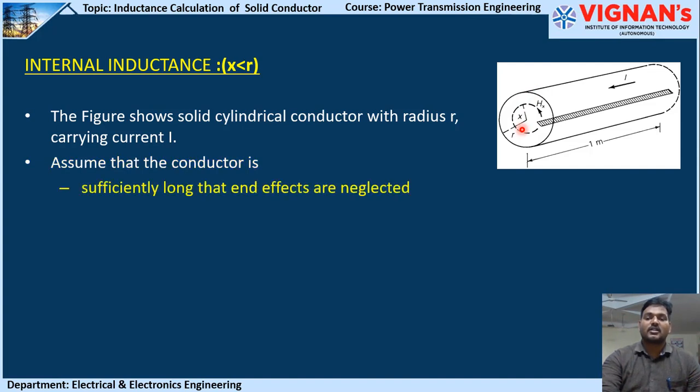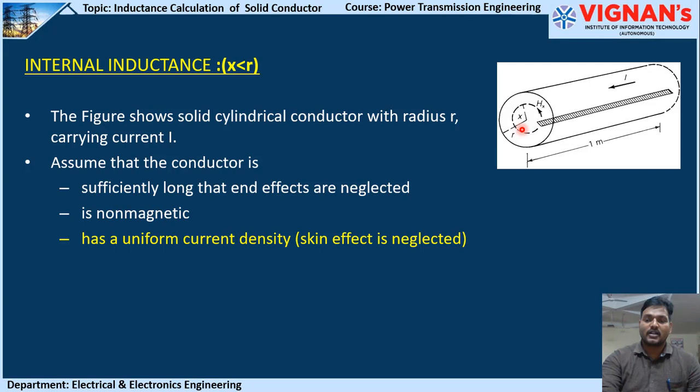Assume that the conductor is sufficiently long such that the end effects are neglected. It is non-magnetic. That means the permeability is the same as the absolute permeability, or you can also say the relative permeability is equal to 1. It has uniform current density. That means the skin effect is neglected.